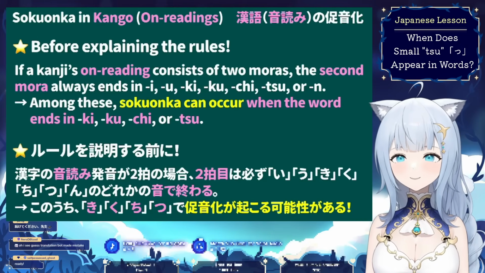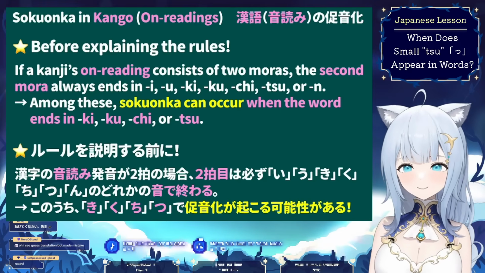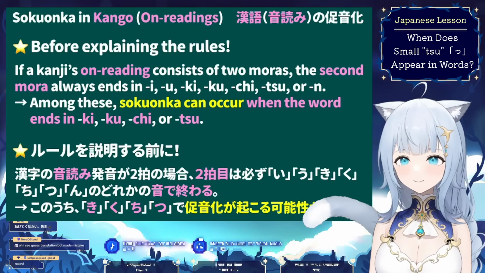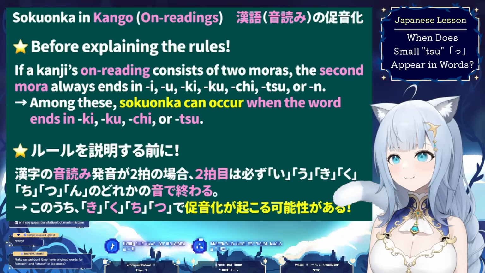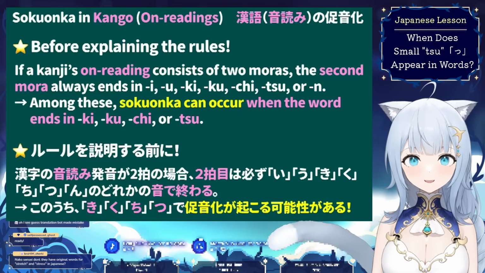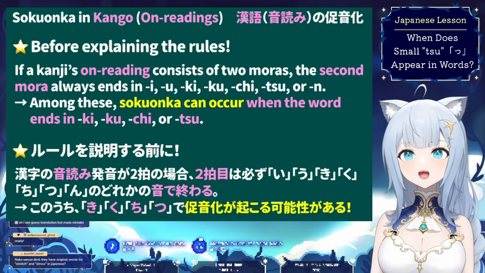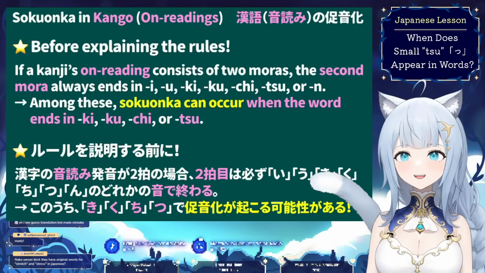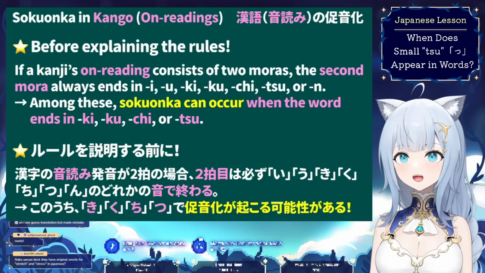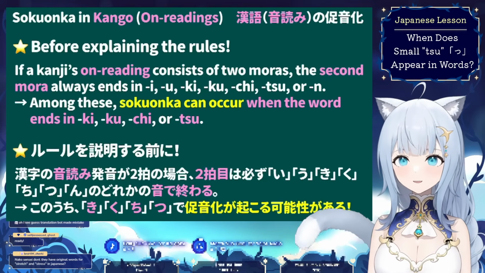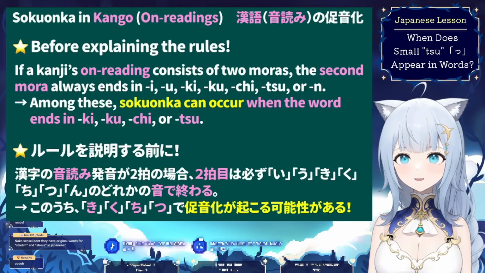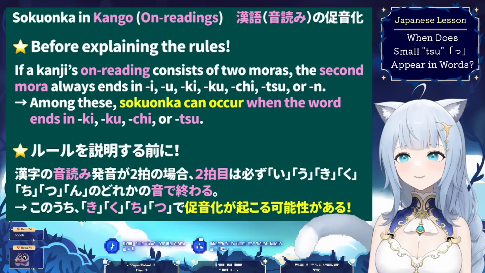Okay, from now on, I'm going to teach you about sokuonka, the small tsu appearing in kango, on reading words. But before explaining the rules, a kanji's on reading consists of two moras. The second mora always ends in I, U, Ki, Ku, Shi, Tsu, or N. If a kanji in on reading has two moras, the second mora is always one of these. Only seven patterns.